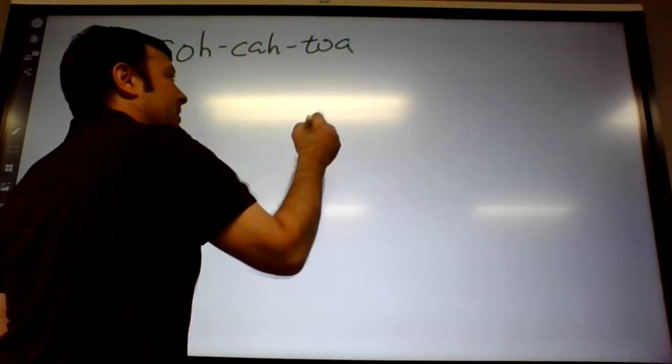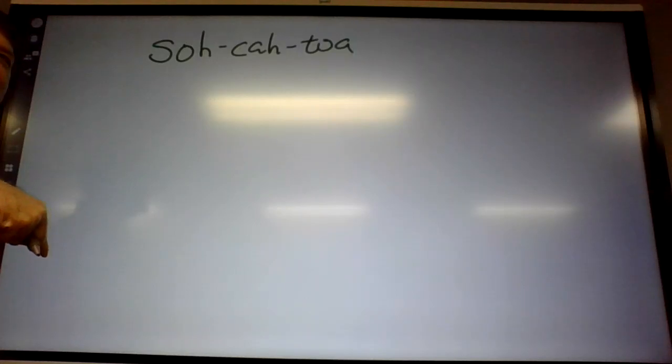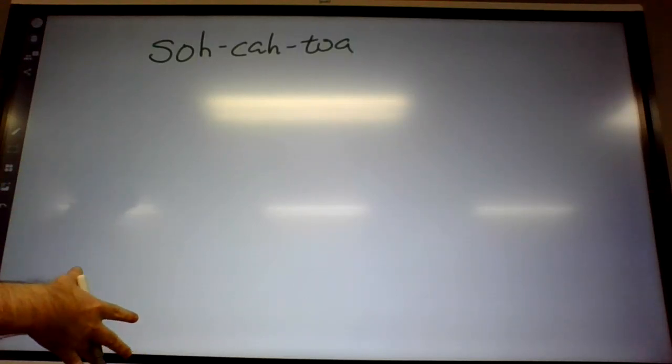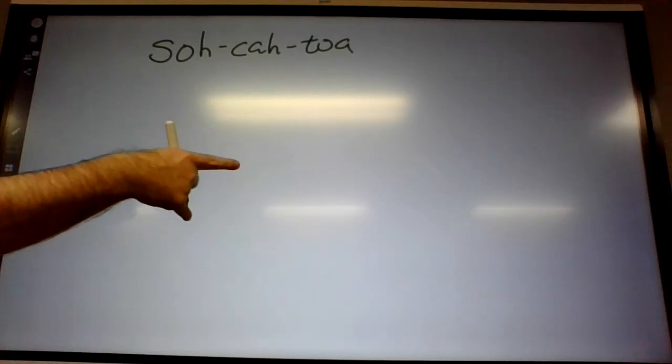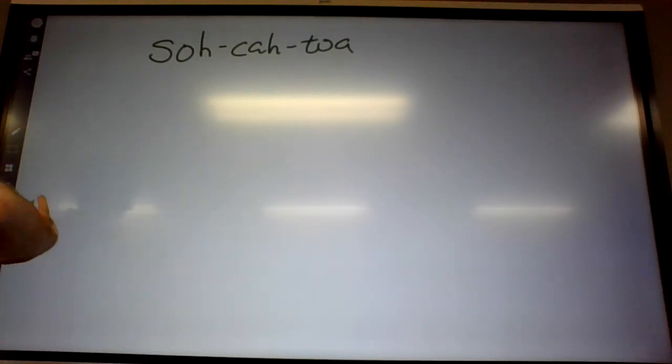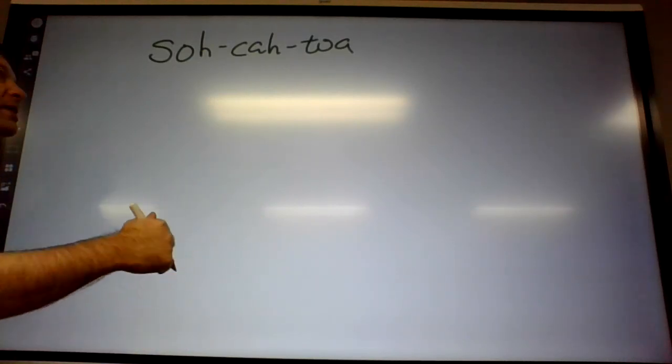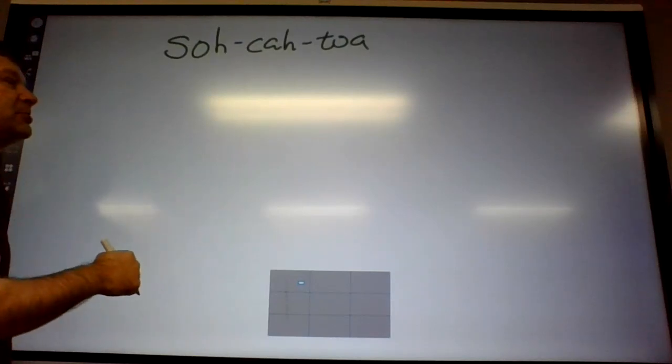SOHCAHTOA. All right. So today's is a review because it's right triangle trigonometry, which you've done since the last chapter of geometry. But then we're getting into other triangle trigonometry that you have not done before. It's not bad, but today's supposed to be a review.